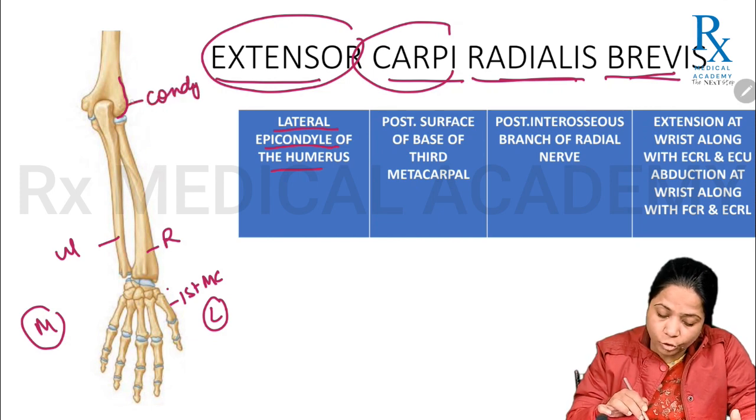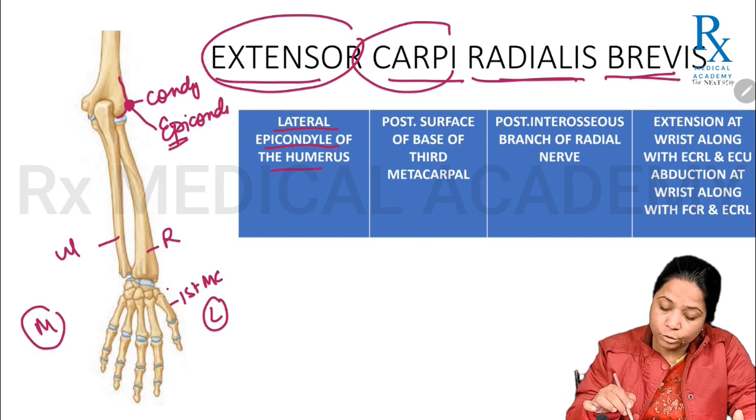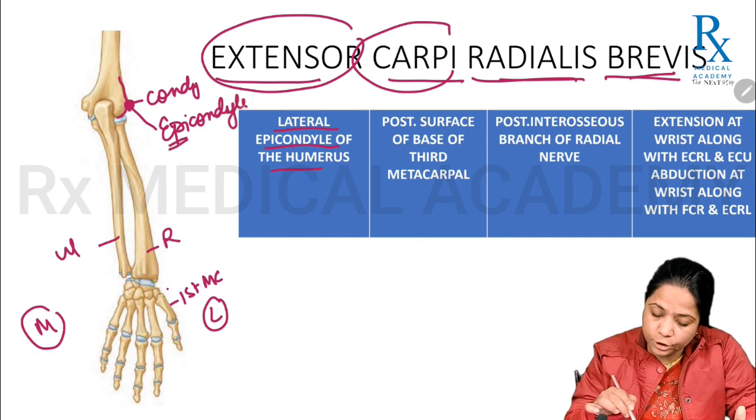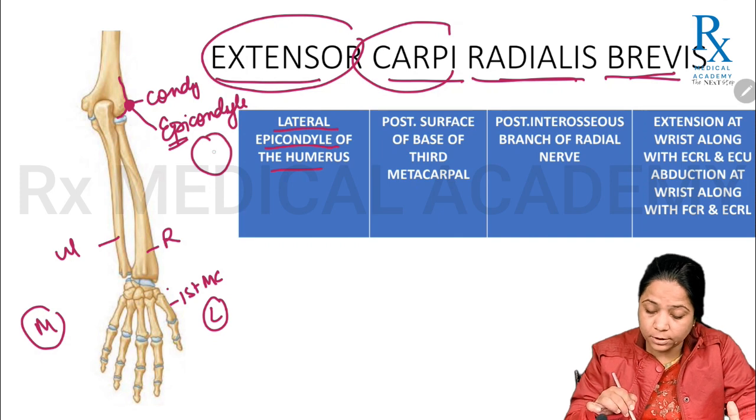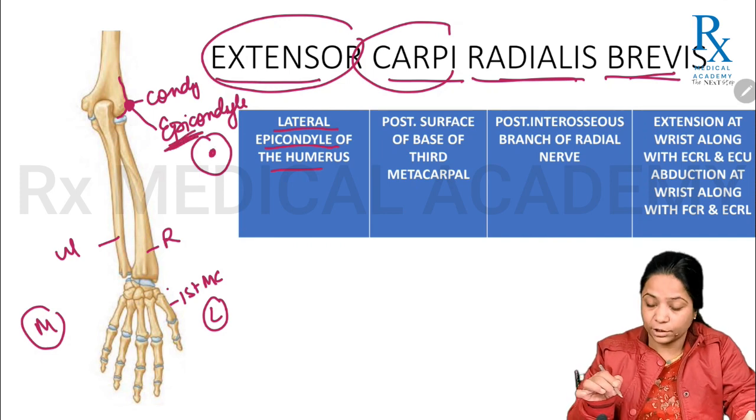And just above the condyle you will find a small projection again, and that projection is known as epicondyle. That epi means something above. So just above the condyle you will find a smaller projection. Suppose this is a larger tubercle which you name as a condyle, and just above the condyle you will find a sharp small elevation, and that elevation is known as epicondyle.